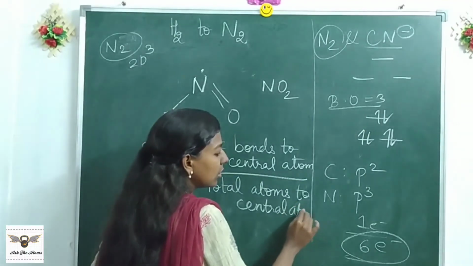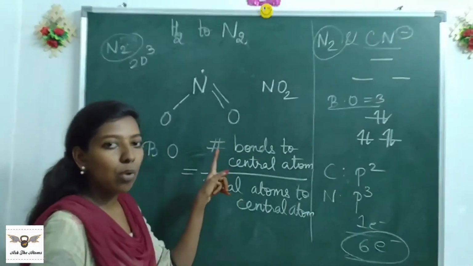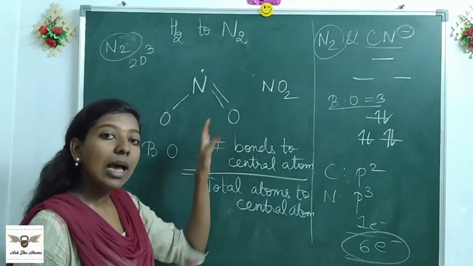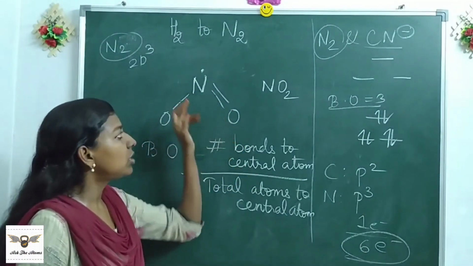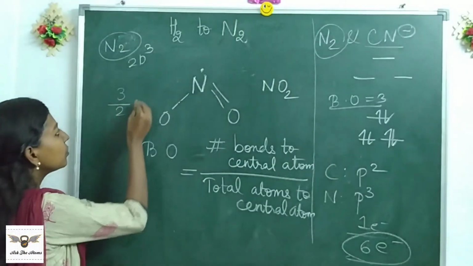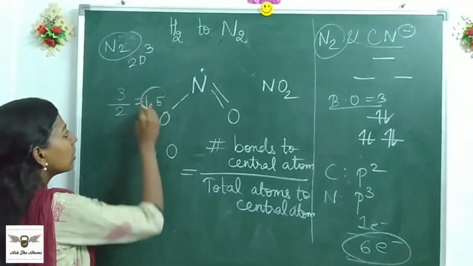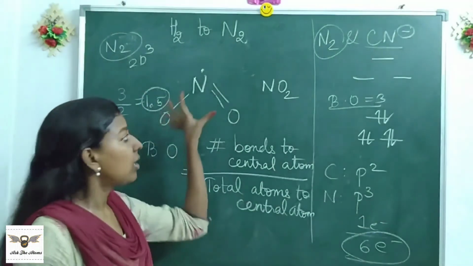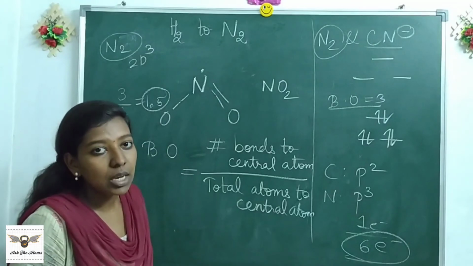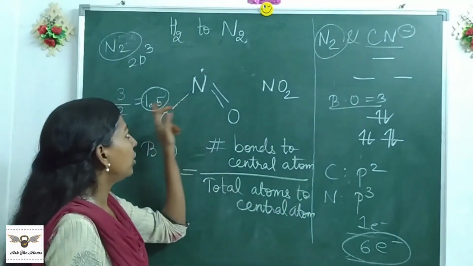That means you have to count how many bonds the central atom has. 1, 2, 3 bonds. And how many atoms are there? 2 atoms. So divide by the other one. So what do I get? It is 3 by 2. So I can say the bond order of this molecule is 1.5, or I can say the bond order of nitrogen in this molecule is 1.5.